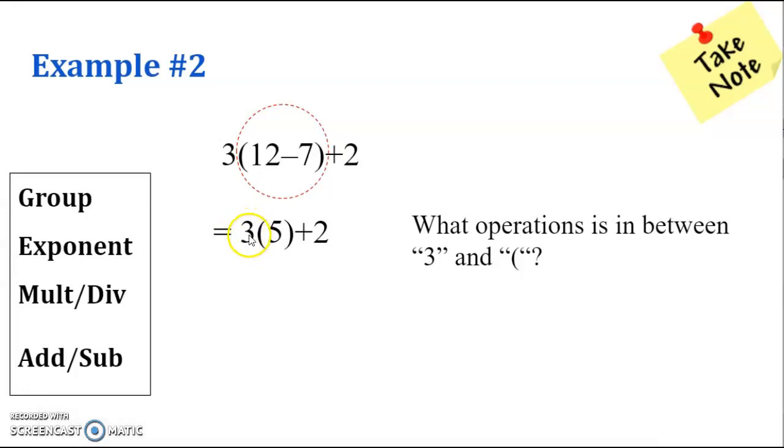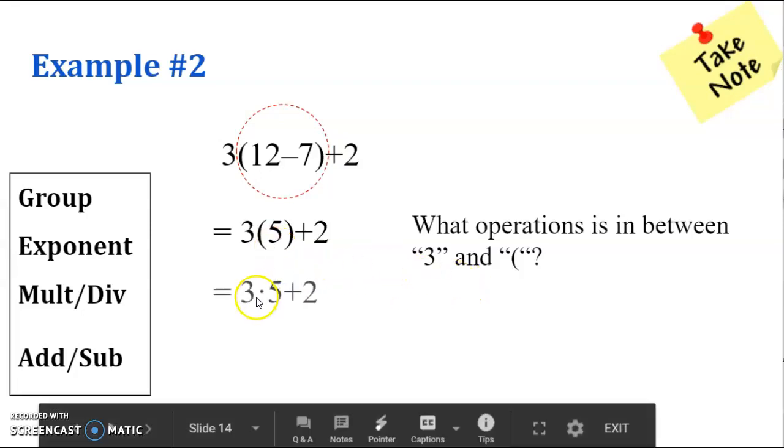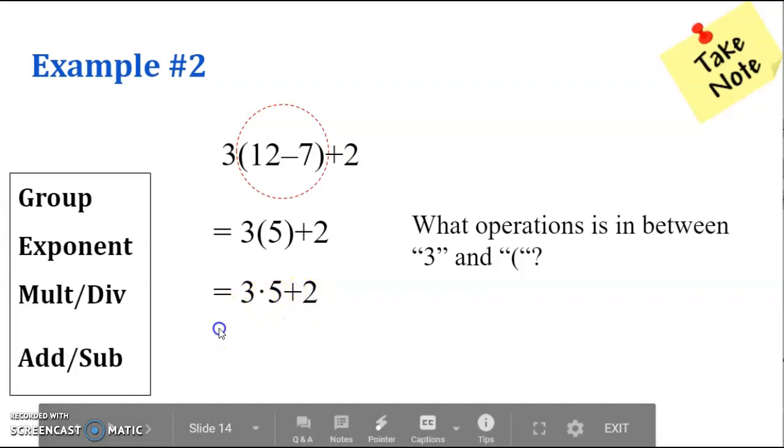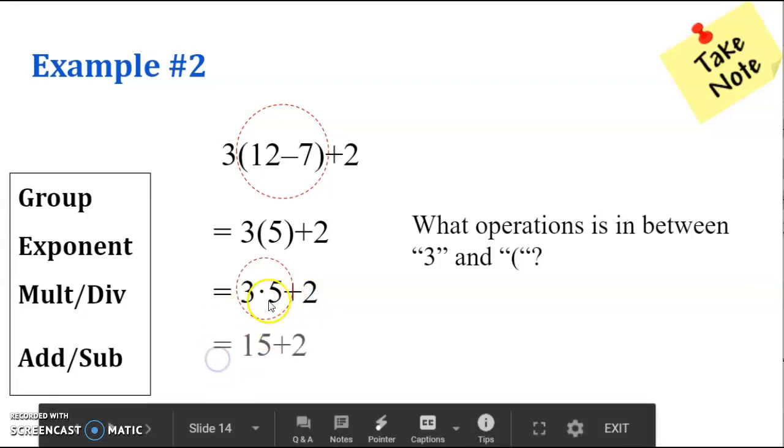What's the operation between 3 and this parenthesis 5? That is multiplication. Okay, that's what it means. So 3 times 5 plus 2. What's 3 times 5? That's going to be 15. And we do this first, not because it's on the left hand side, but because multiplication and division come before addition. So 3 times 5 is 15, then finally plus 2, and that leaves us with 17.